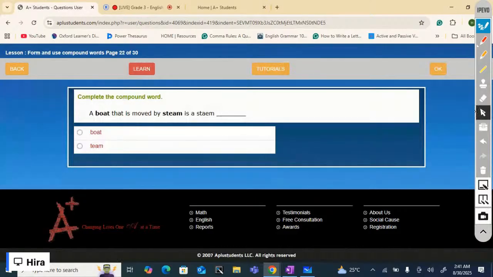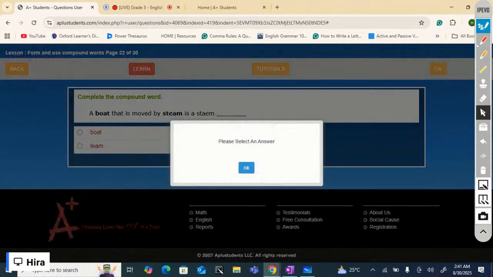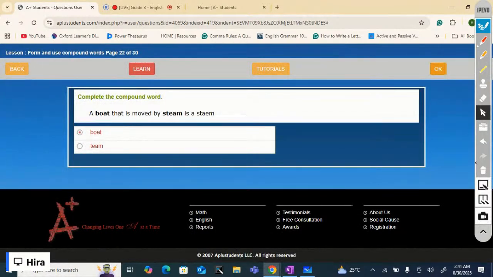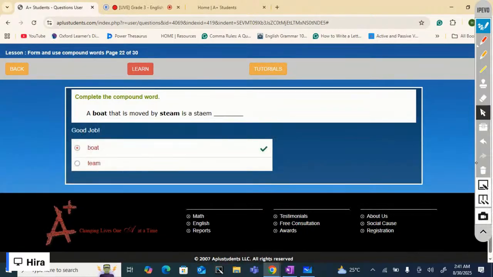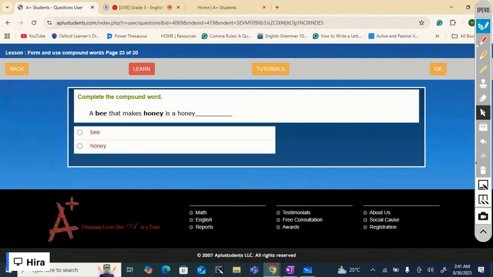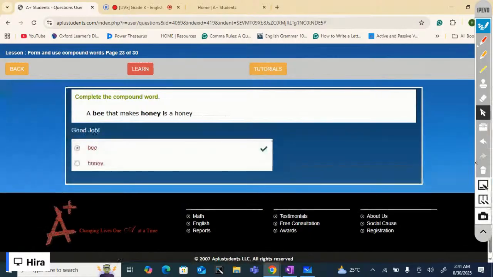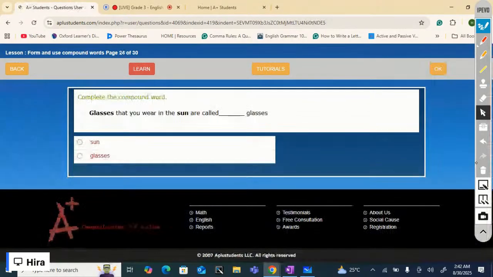A boat that is moved by steam is a steamboat. Well, there's a slight difference in spelling. It is steamboat. Uh-oh, I didn't choose it. A bee that makes honey is a honeybee, of course. Glasses that we wear in the sun are called sunglasses.